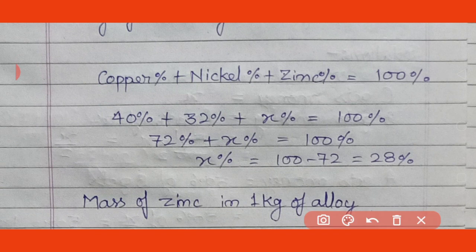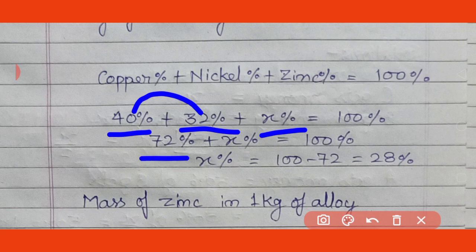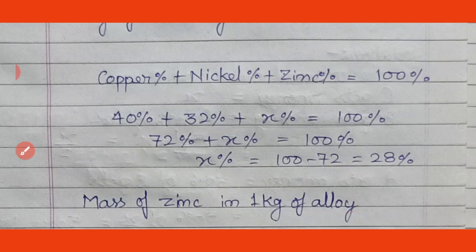Copper percentage is given as 40%, nickel percentage is given as 32%, and zinc percentage is x%, which is equal to 100%. The two constant values will add: 40% plus 32% is equal to 72%, plus x% is equal to 100%. So x% is equal to 100 minus 72, which is 28%. So the total percentage of zinc in the alloy is 28%.